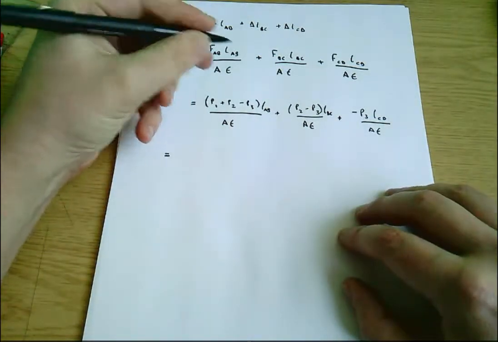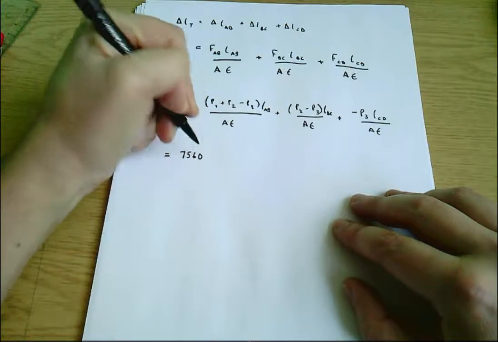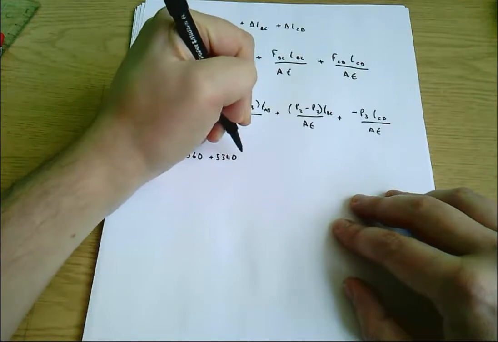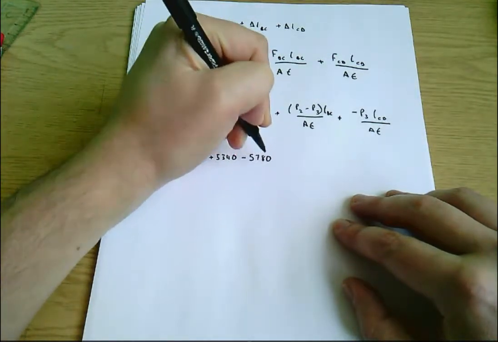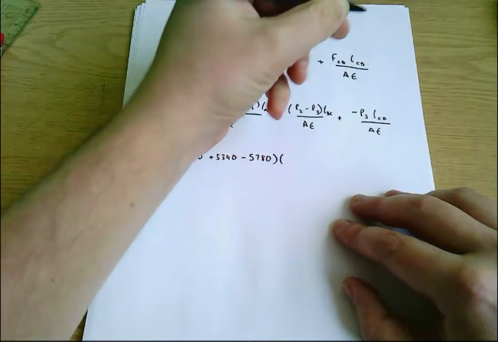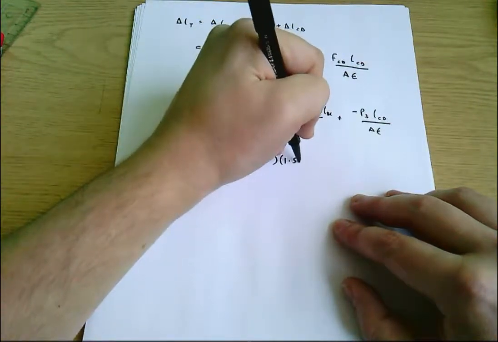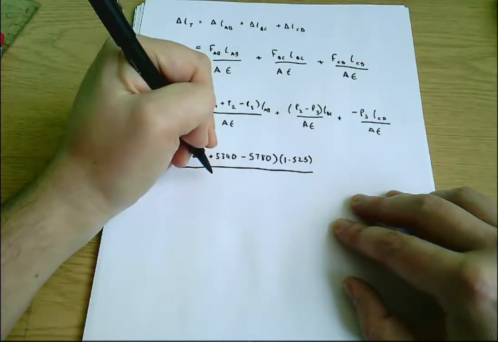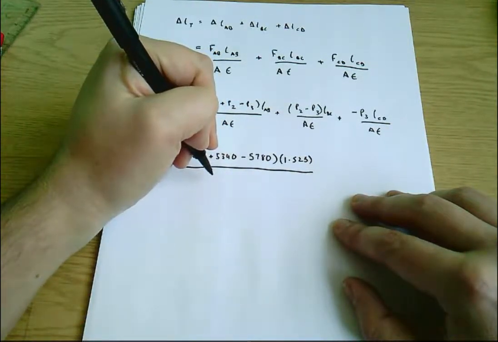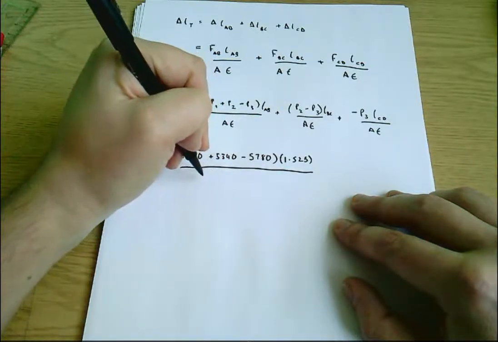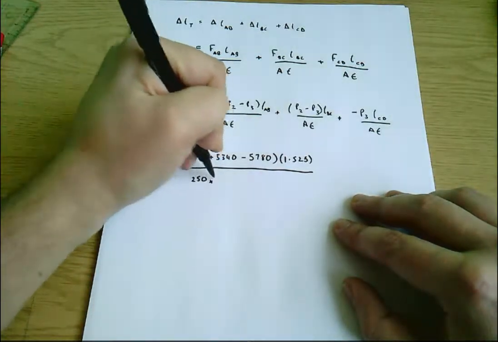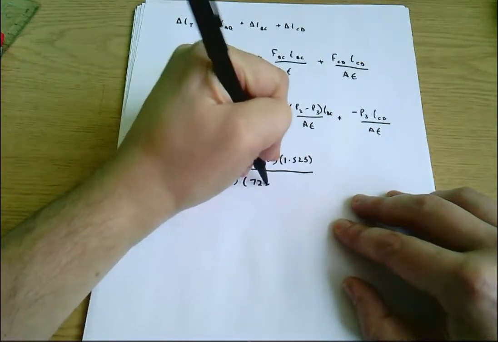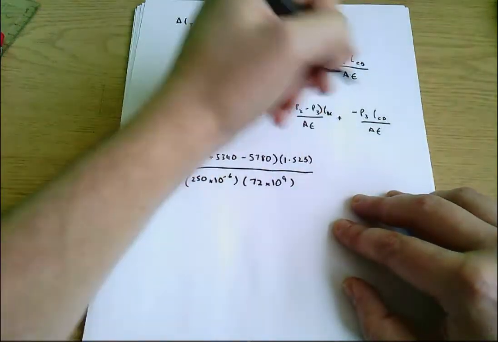That equals 7560 plus 5340 minus 5780, multiplied by 1.525, divided by 250 square millimeters, which is 250 times 10 to the minus 6 square meters, and Young's modulus is 72 gigapascals, that's 72 times 10 to the 9.